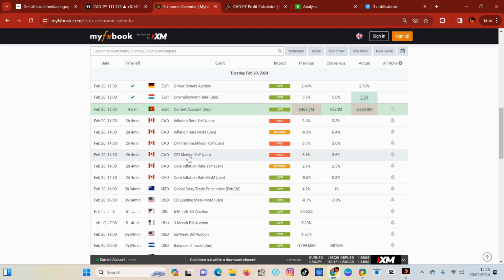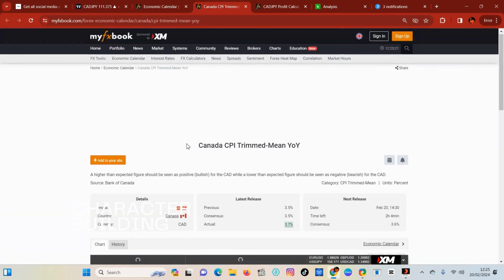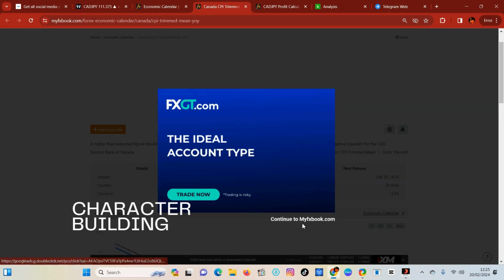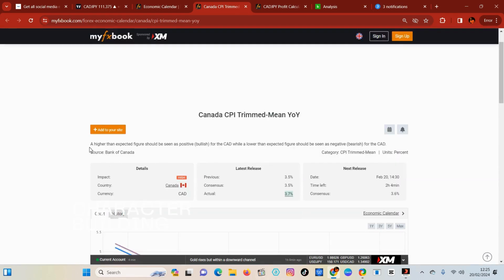So how to read it is I click on it. When I click on it, I have to read this information. It's very important. The best way to trade news, to trade fundamentals, is to combine fundamental and technical. So let's start from fundamental first. Now, let's read the news.